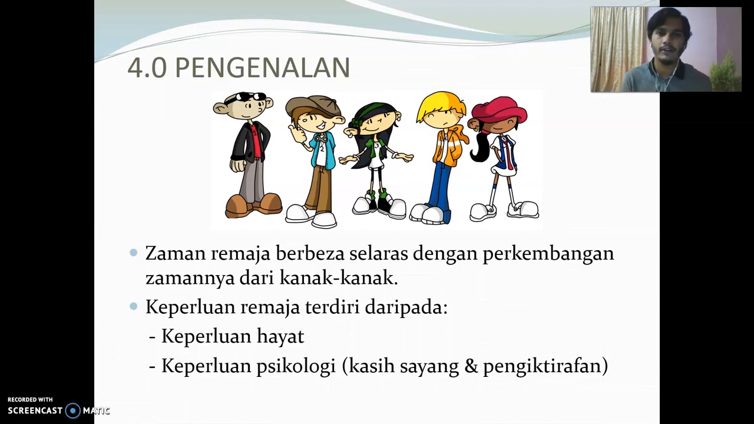I have already explained to you in previous classes how all the stages work, and now we are looking into this keperluan remaja terdiri daripada 2 aspek, which is keperluan hayat, a lifetime need, and also a psychology need, keperluan psikologi dari aspek kasih sayang dan juga aspek pengiktirafan, recognition. They want love and they want recognition from their parents, or maybe from the teachers, maybe from their friends, or maybe from their peers. Peers are those who are very close to them. So these are the things that we are really looking into.